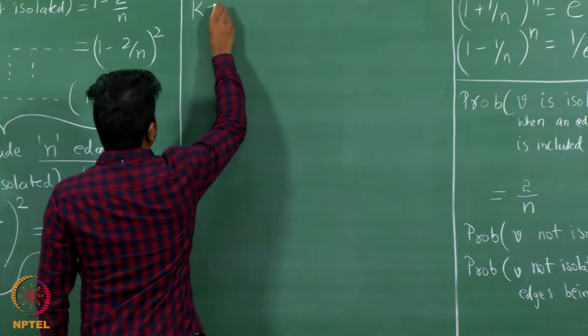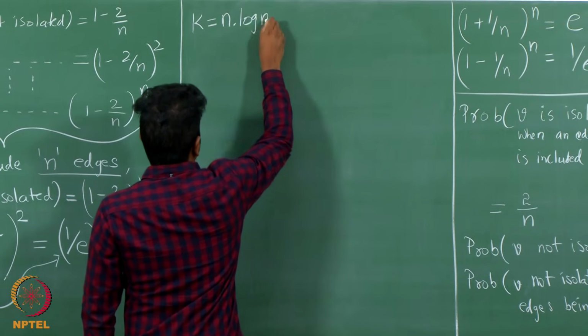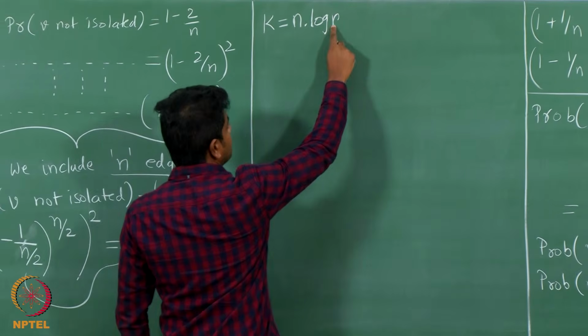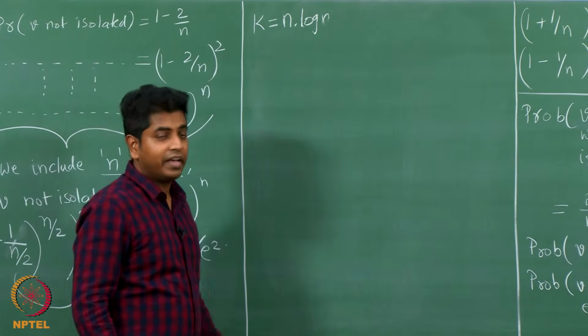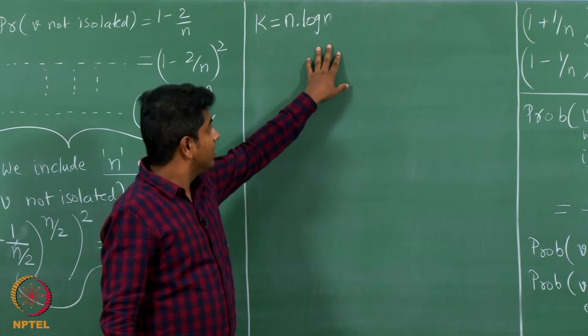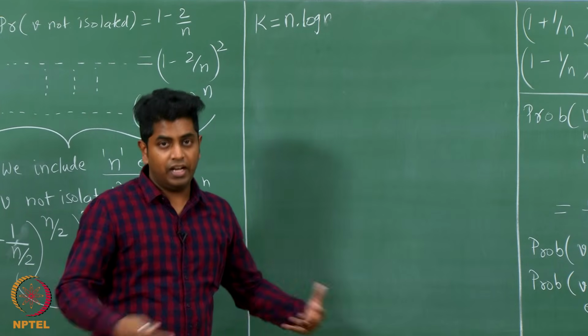I will take k equals n times log n. Do not ask me why I am taking n log n, just for fun. You can take whatever you want, alright. There is a reason why I am taking it this way, but for the time being you assume that I am taking something slightly more than n, which is n log n.